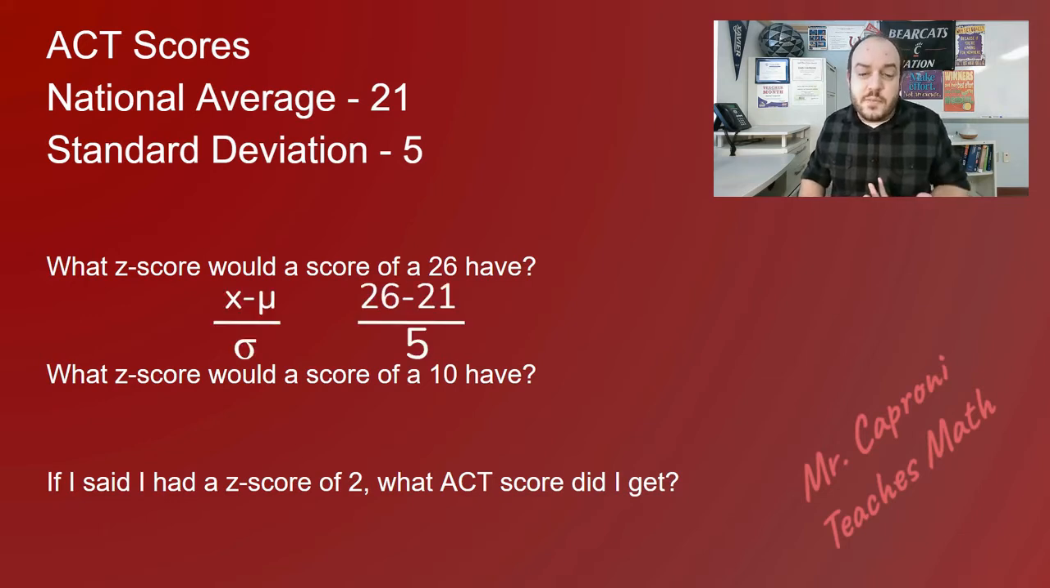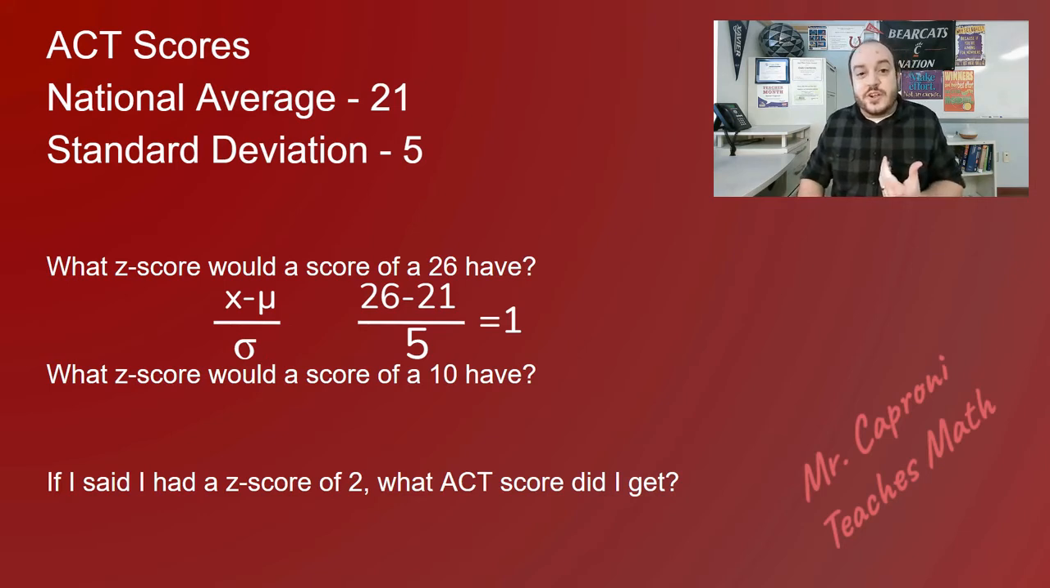Well, by using the formula, I would just go ahead and plug in that value of 26 minus the mean of 21 divided by 5, the standard deviation. Now, 26 minus 21 is just 5. So if I do 5 over 5, that's just going to give me an answer of 1. So that means that in this case, a 26 is 1 standard deviation above the average score of a 21.